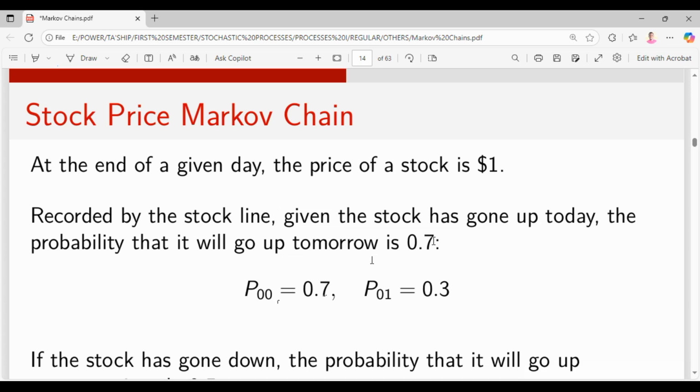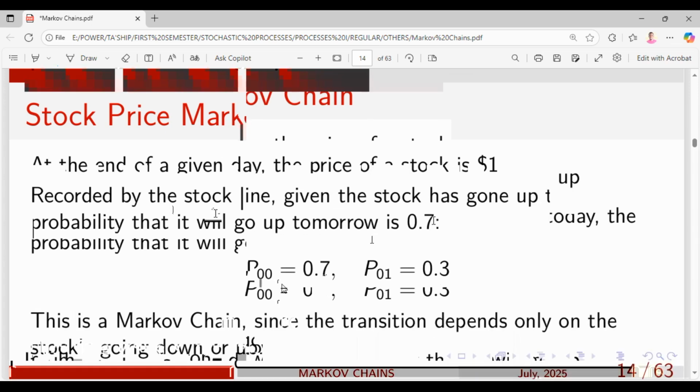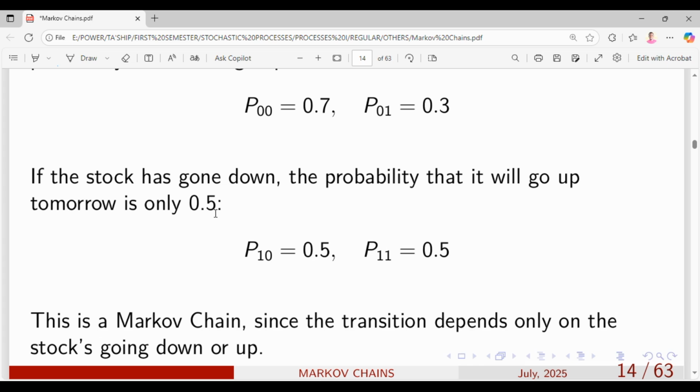Let's proceed. If the stock has gone down, the probability that it will go up. Let's say going down is state 1. So if it has gone down, meaning we are already in state 1, the probability that it will go up, that is 1 to 0, is 0.5. It's not confusing at all, very simple. The complement of that will give us 0.5 as well.